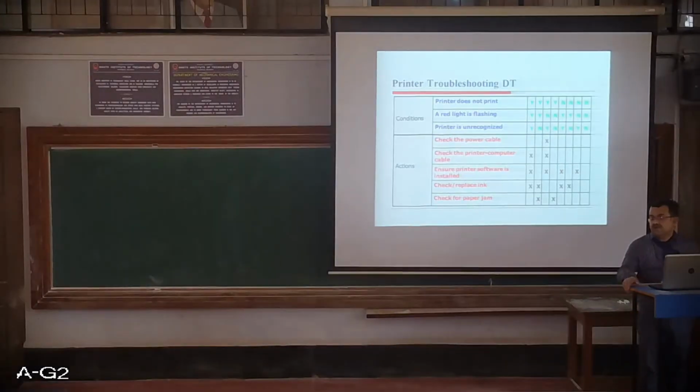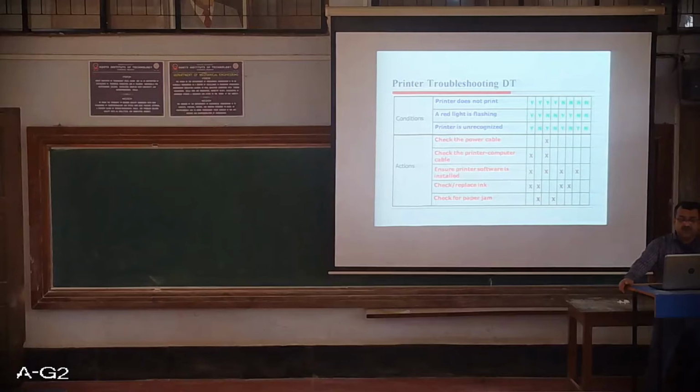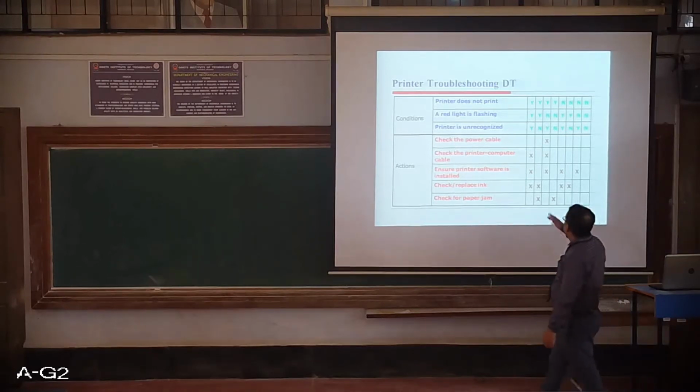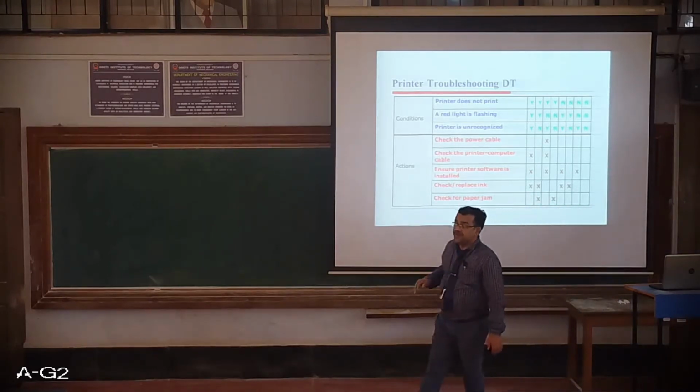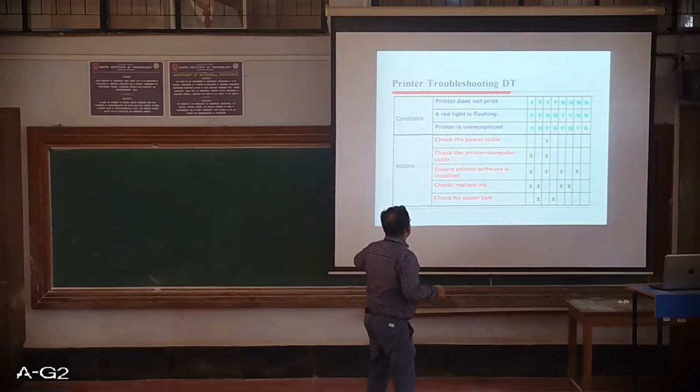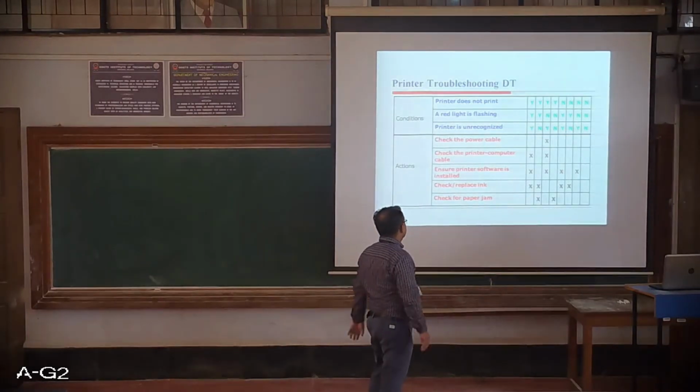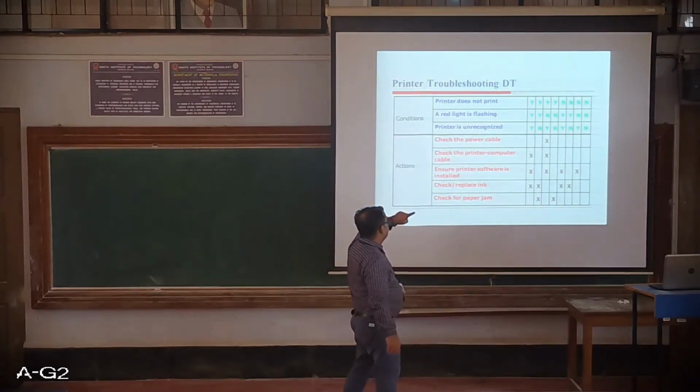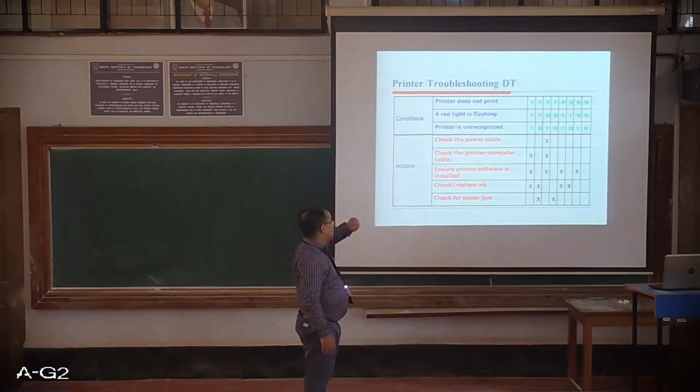Here is an example for the decision table. You can see it is for printer troubleshooting. That is the printer troubleshooting decision table. See, with an example, it will be easier for you to understand. The conditions here are: the printer does not work, the red light is flashed, and the printer is unrecognized.